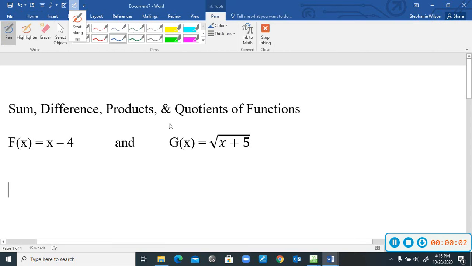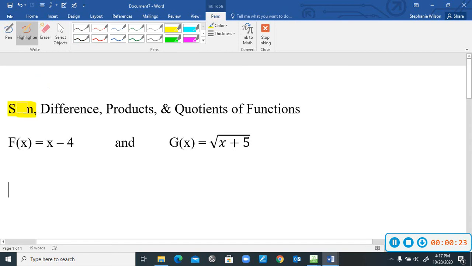Sum, difference, products, and quotients of functions. What this is saying is that we're going to take two functions and combine them using these methods, these operations. And I got capital F and capital G. That's just the name of the function, F and G, and it could be lowercase. But let's start with sum first.